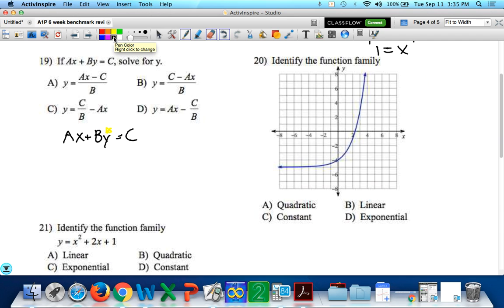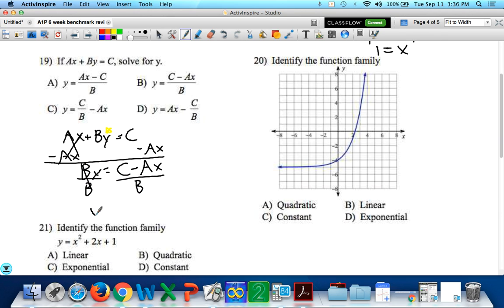You always undo that addition subtraction first, so I'm going to subtract ax on both sides. We get that by equals c minus ax. And when we divide by b on both sides, we get y all by itself. But the right-hand side looks really ugly. It's really ugly, but it's an answer. And it's the correct answer.